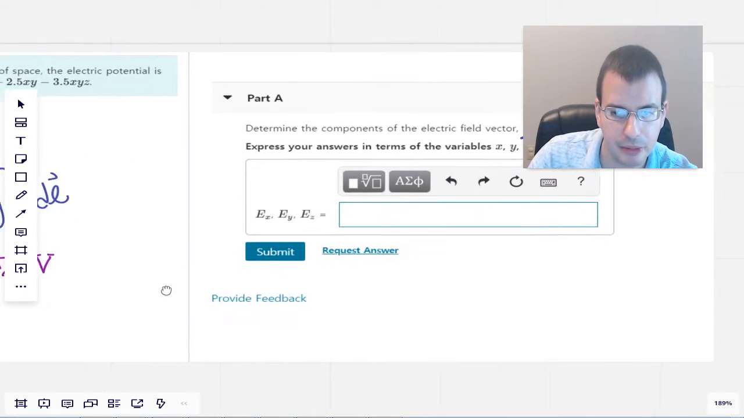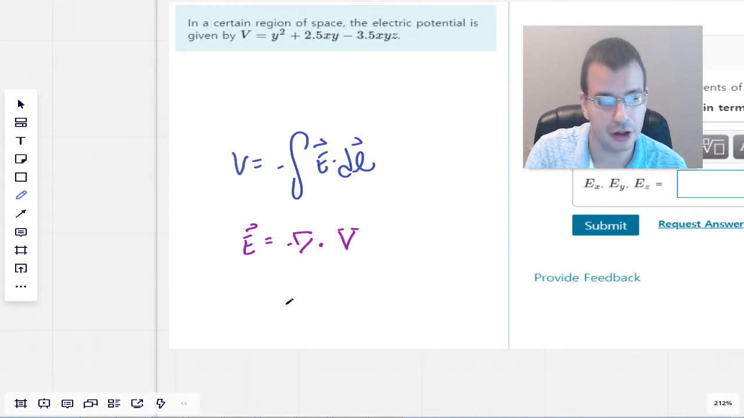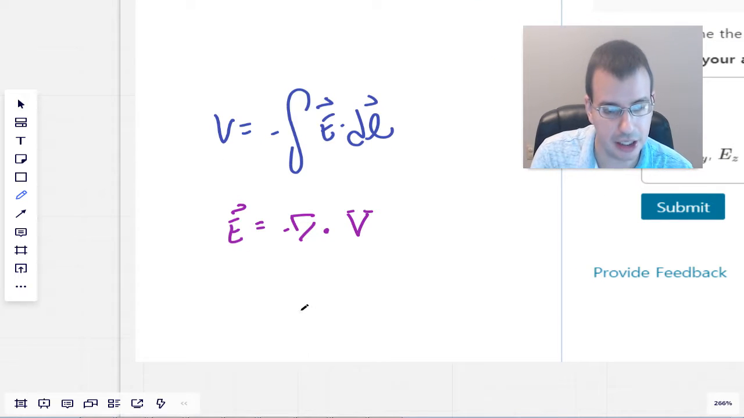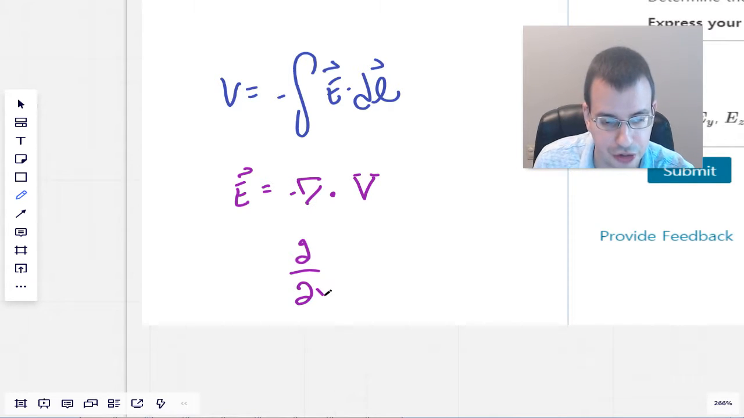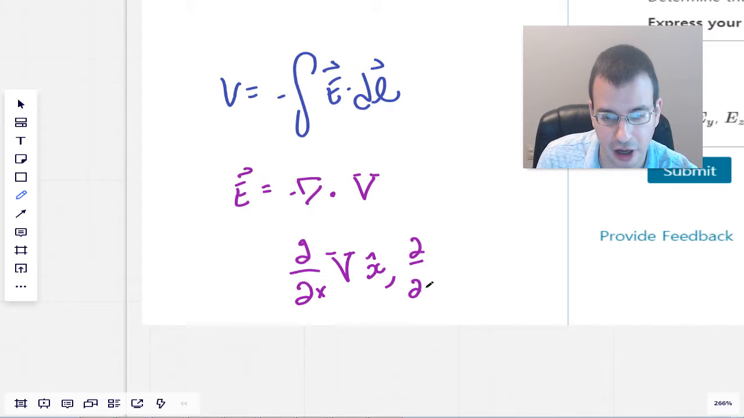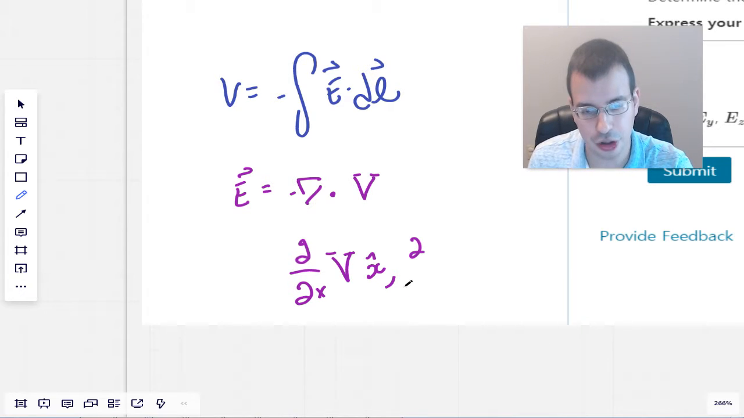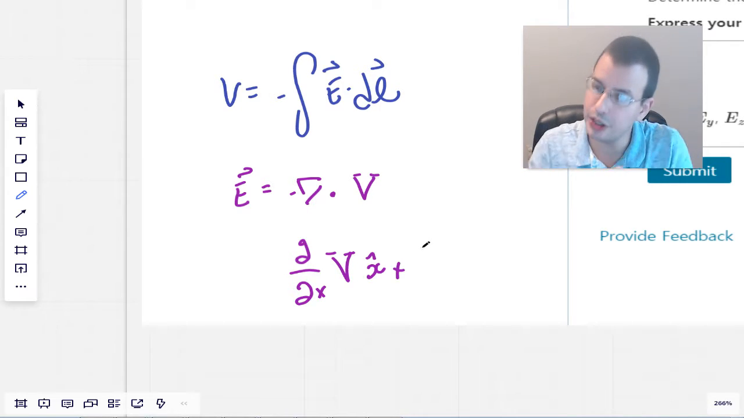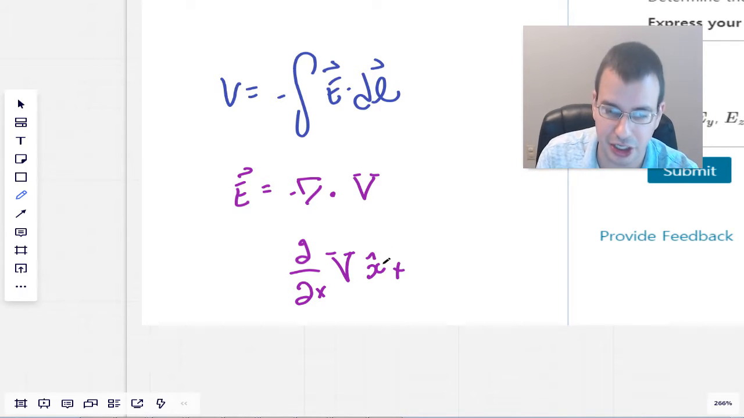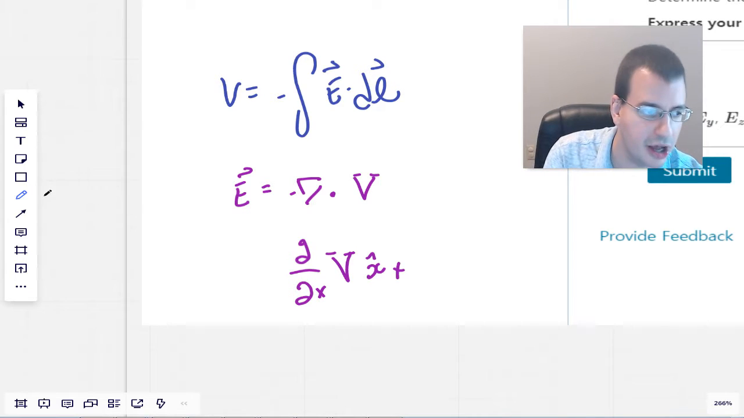Okay, this isn't too bad. The gradient will be, we'll take the derivative with respect to x. So we'll do it like this: partial derivative with respect to x of voltage, and that will be the x component. There are different ways of writing this. I'm going to write it as plus, and instead of the answer separated by commas, I'm going to write it in terms of the unit vectors. Same thing, just a different style of writing.